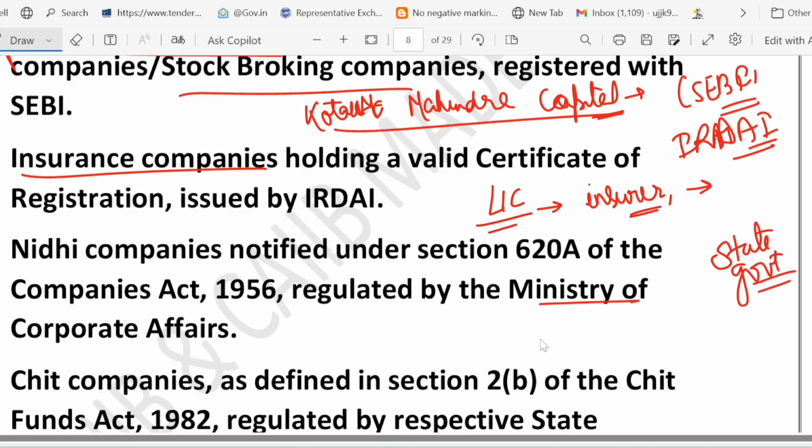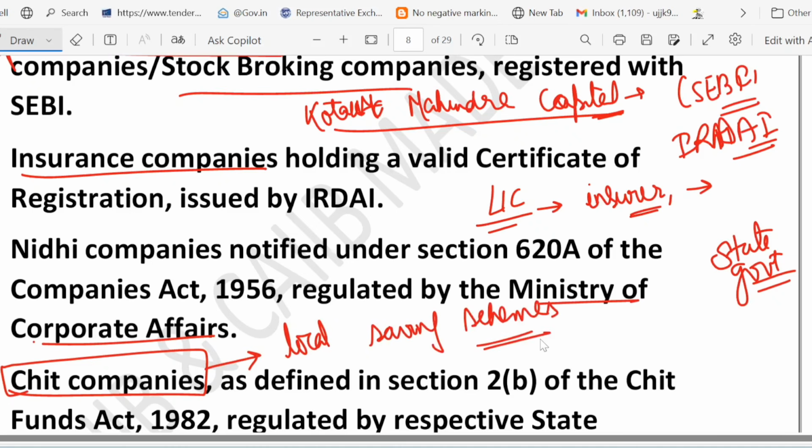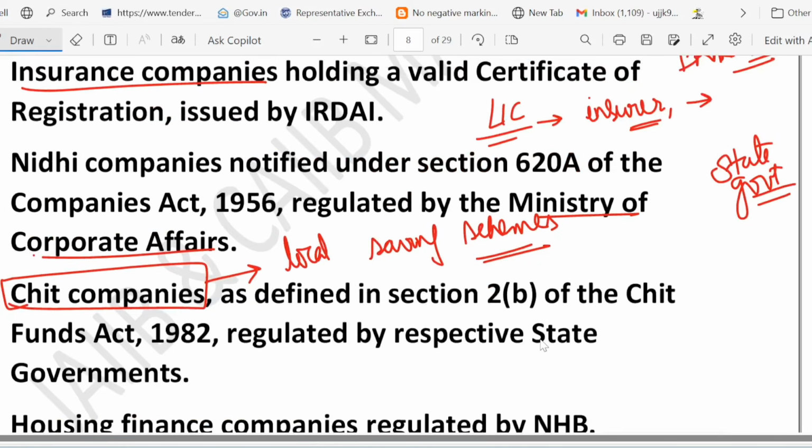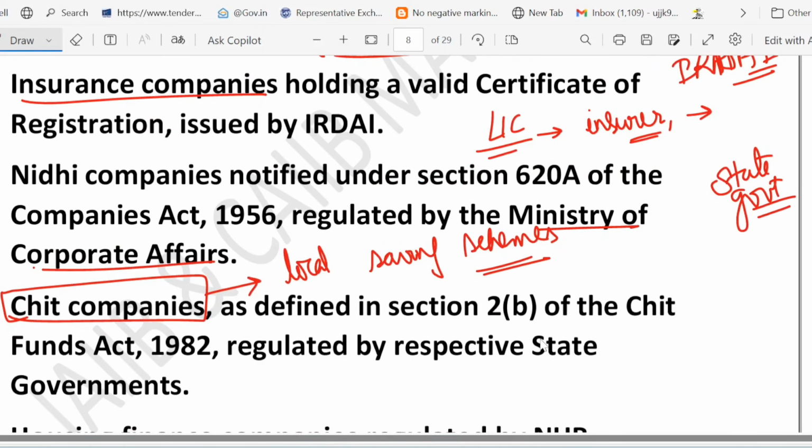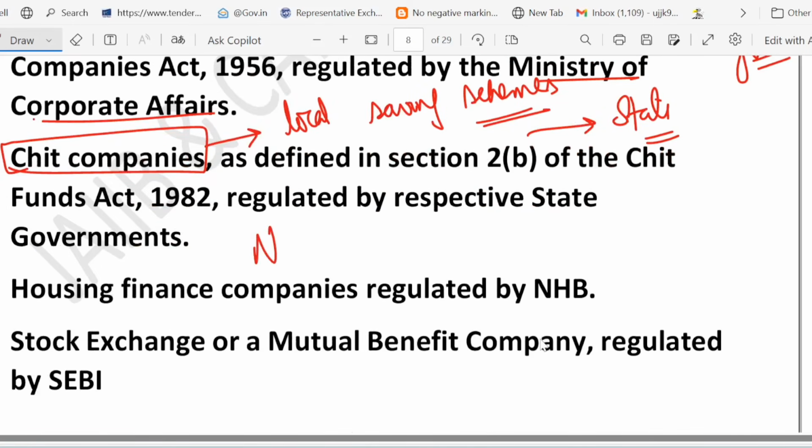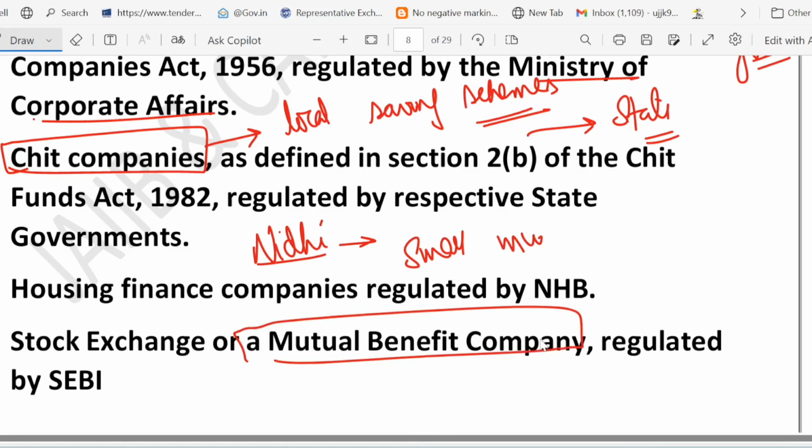And if we talk about the state government and MCA, Ministry of Corporate Affairs, yes, some chit funds are there, chit companies or chit funds, right? They offer local saving schemes. These chit companies are regulated by the state government. And some Nidhi companies are there. Let me write it down. Basically they are small mutual benefit companies, MBC, a small mutual benefit society. So who regulates them? They are regulated by MCA. What is MCA? Ministry of Corporate Affairs.